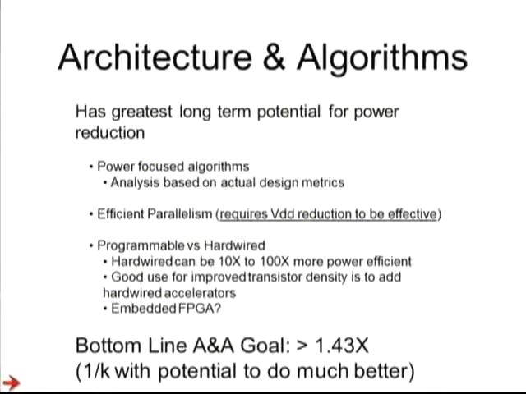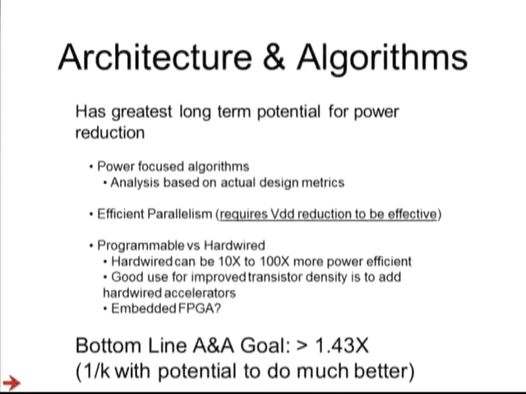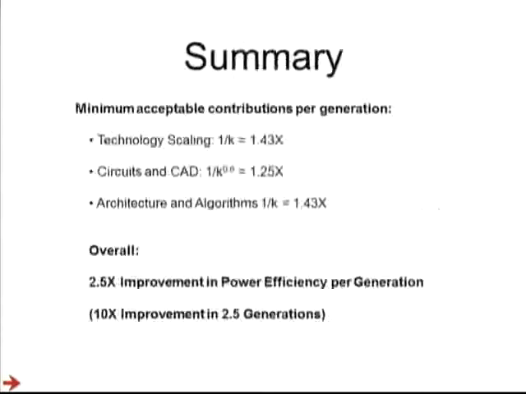And then on architecture and algorithms, I think there's our best opportunity. Power-focused algorithms, parallelism, but remember, parallelism requires a reduced VDD in order to be effective, so it goes together with the voltage. And then programmable versus hardwired. Hardwired can be very efficient. I think it's a good use of improved transistor density going forward, and I think maybe FPGA or some similar approach will be important to making that possible. Bottom line, architecture and algorithms, I think 1/k is reasonable. I think we could potentially do a whole lot better, depending on the application.